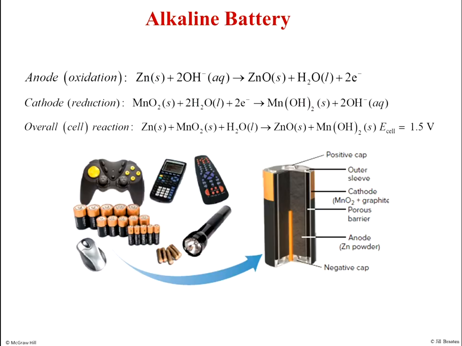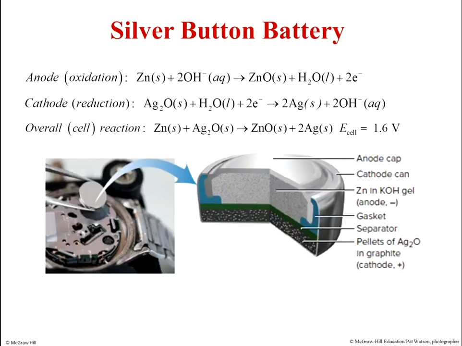What's very interesting to notice here is all of the redox active species, zinc metal, manganese(IV) oxide, zinc oxide, and manganese(II) hydroxide, are all solids. Therefore, as long as they're present, their concentrations are equal to 1. That's why the E cell is equal to 1.5 volts, and it does not sag during the lifetime of the battery. We'll see that for a variety of batteries that we're going to encounter next.